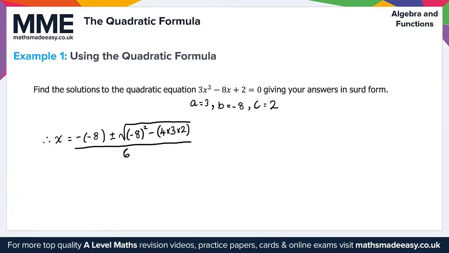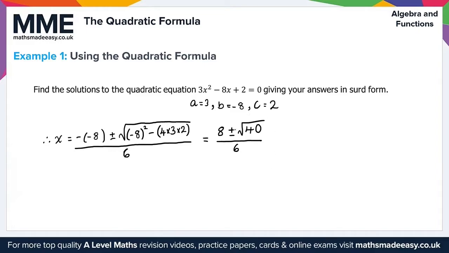So if a is 3, 2 times 3, giving us 6 there. And then at this stage, it's just a matter of simplifying where we can. So minus 8 will give us positive 8. We have plus or minus the square root. So that's going to be 64 here. And 4 times 3 times 2 gives us 24. So that's 64 minus 24, giving us the square root of 40. And remember, this is all divided by 6.